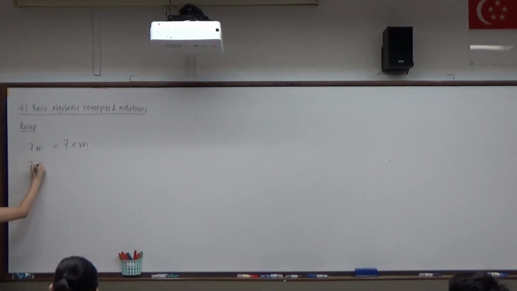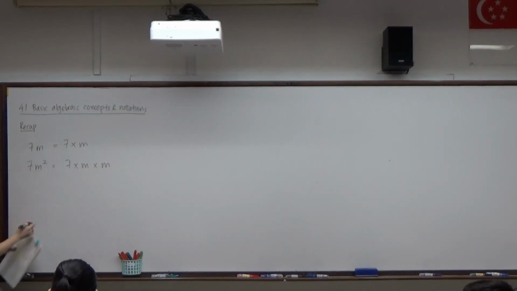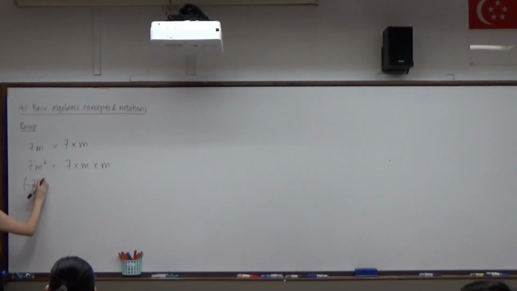What about 7m squared? What does 7m squared mean? Please don't tell me 7 meters squared. Yes? 7 times m times m. And then what if I have negative 7g, let's change the letter, in brackets, squared, like that? What do you think it means?